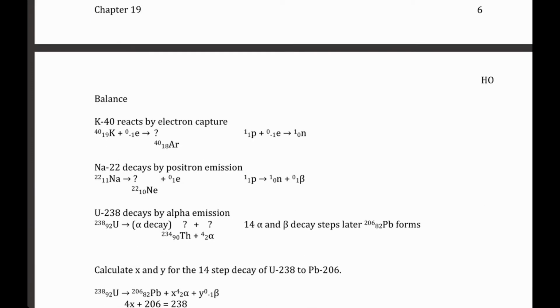Alrighty, so here are some problems for you to practice simply balancing. If we're told that K-40 reacts by electron capture, what would be the product? I would say look at these later after you've gone through these notes and just make sure that you can balance them correctly. Just go by that first sentence that you were given. K-40 reacts by electron capture. The next one, sodium-22 decays by positron emission. And then U-238 decays by alpha emission.